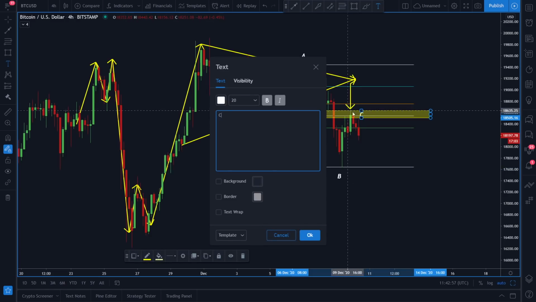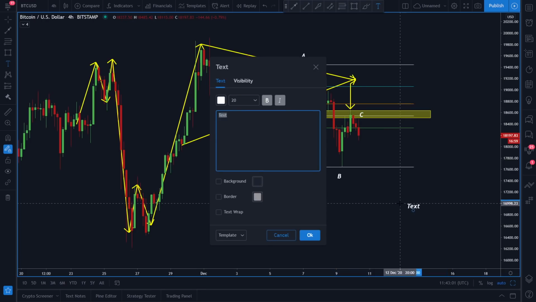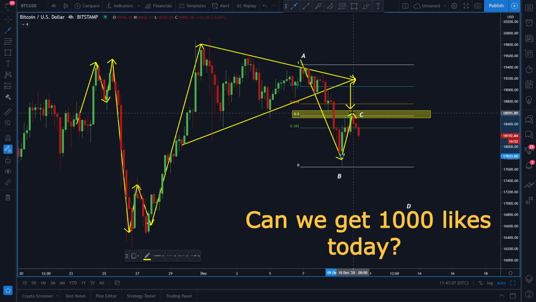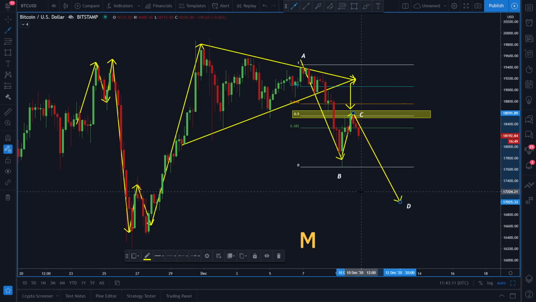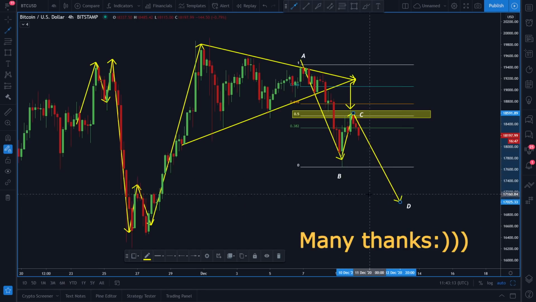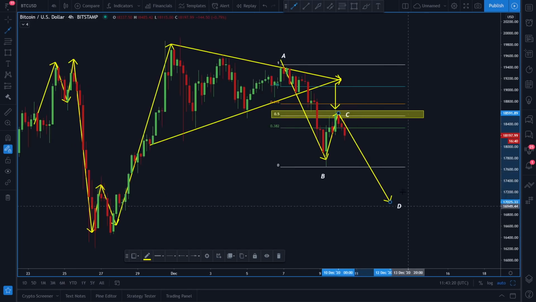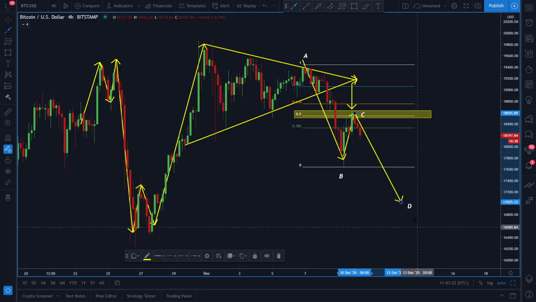So this is A, B, C, and this D point is going to be lower than the B point, guys. So this means if the price is going to now follow this dead cat bounce scenario, then we should be expecting price even lower than this point B area. So be prepared for price to come around the 17,000 area. That's why we have to be prepared for this kind of price movement, guys.